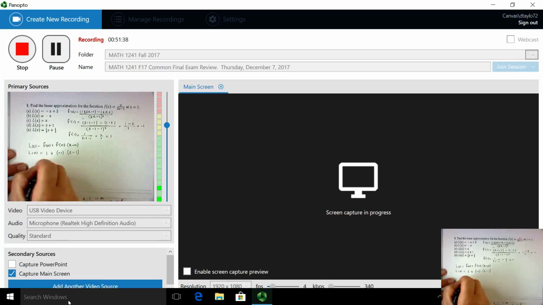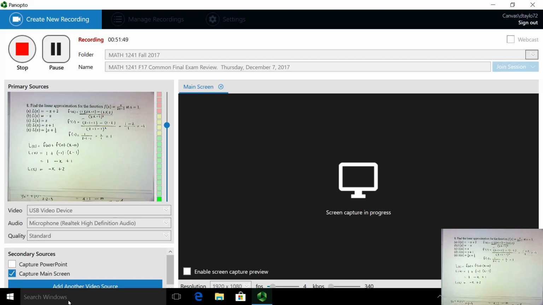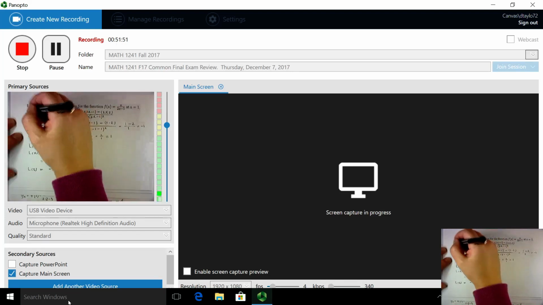Clean this up just a little bit. L of x is equal to 1. Let's see, this will be minus x plus 1, so I get that this is equal to negative x plus 2. It is equal to negative x plus 2. Answer is A.